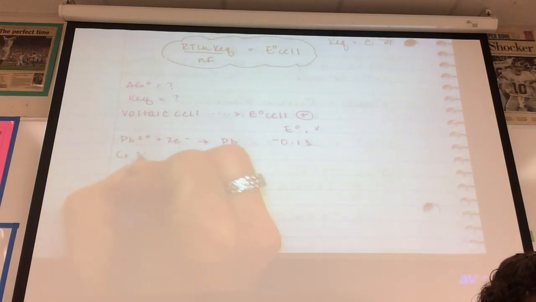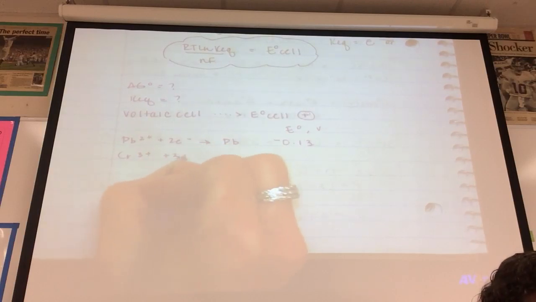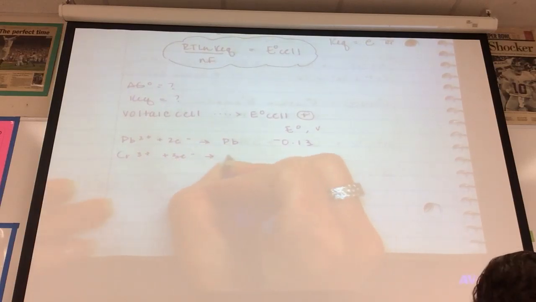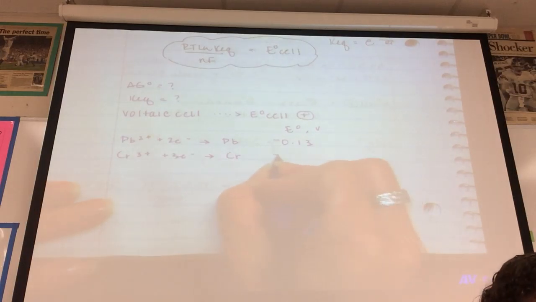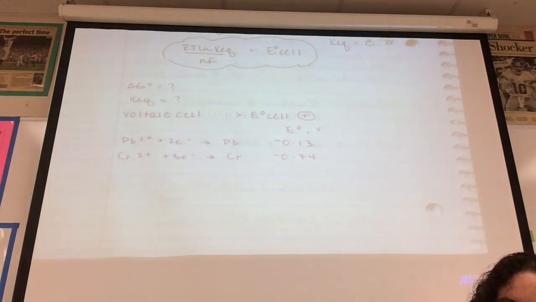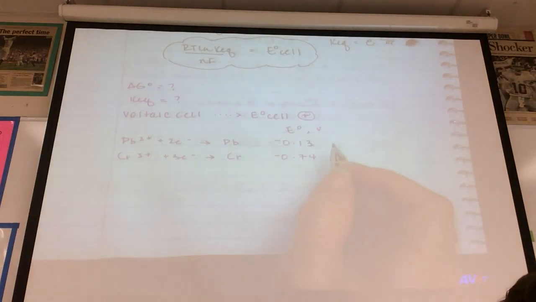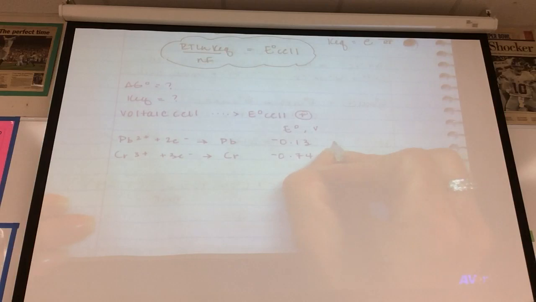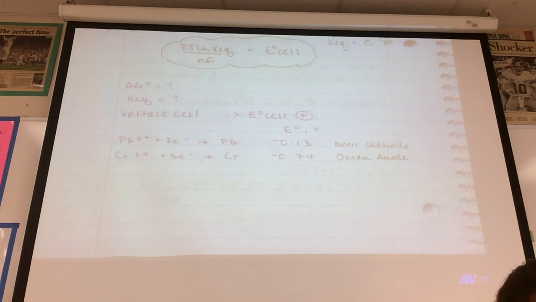So one of these equations is backward, and we need to figure out which one it is. It might also ask you to write the balanced equation, so we're going to do that as well. What's the only way to get a positive from these numbers? What minus what? This minus that, right? So this has to be reduction at the cathode, and this must be oxidation at the anode. Does that make sense?